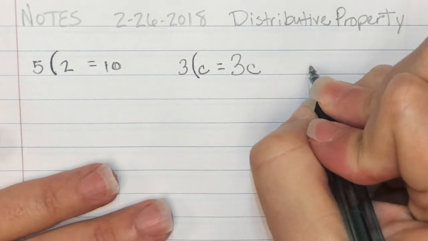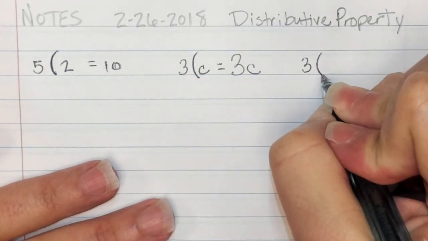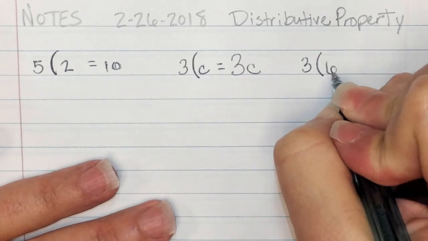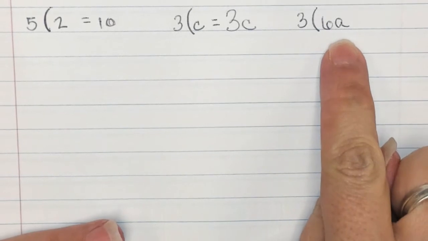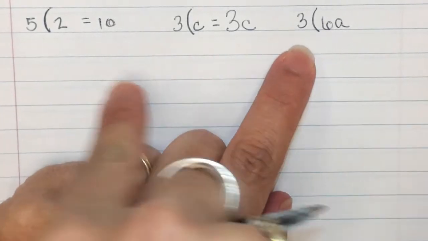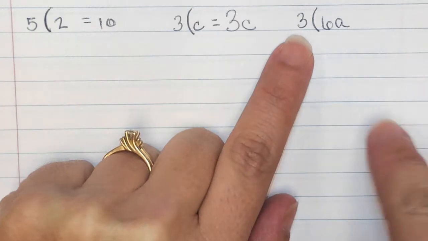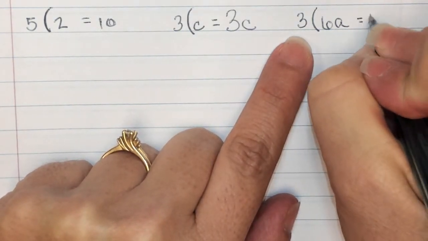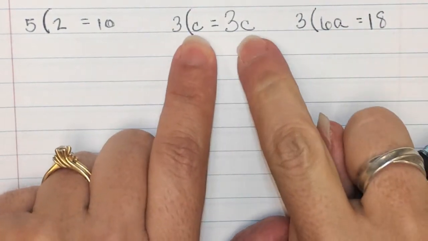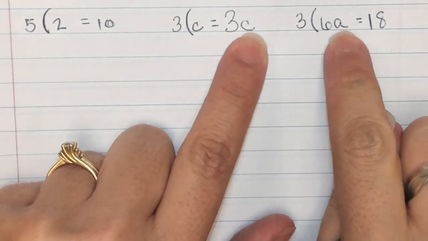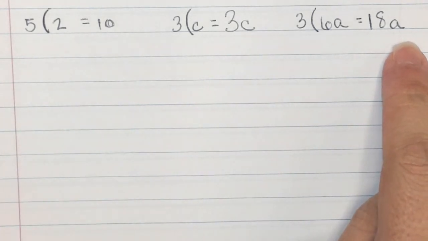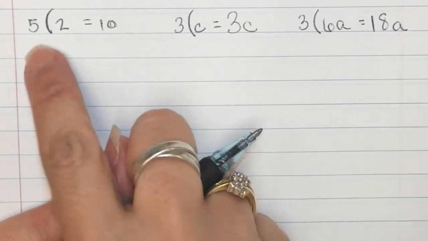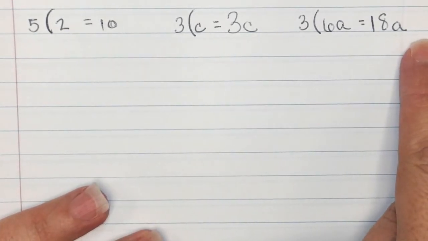Now if you had something like this, 3 with the parentheses, 6A. Once again, we don't know what A is. But just like down here, we can get rid of the numbers. 3 times 6, 18. But just like over here, we can't get rid of that A because we don't know what it is. And you can't get rid of it unless you know what it is, or it's an equation, which we'll talk about later. So this is just like a cheat sheet. I'm just trying to show you some stuff.